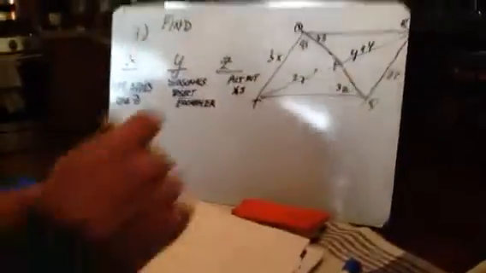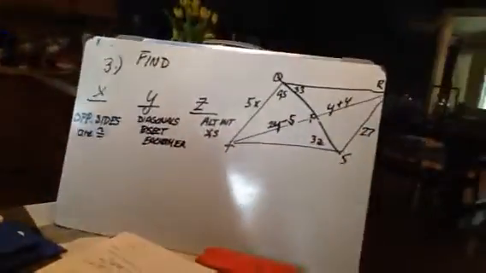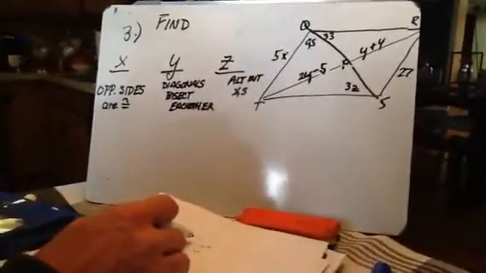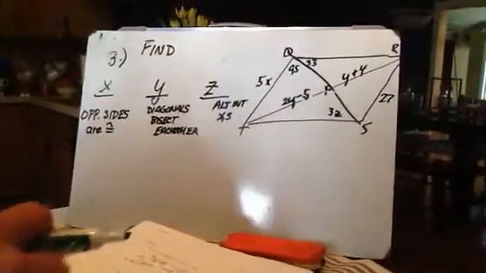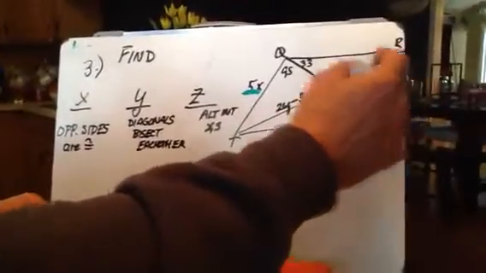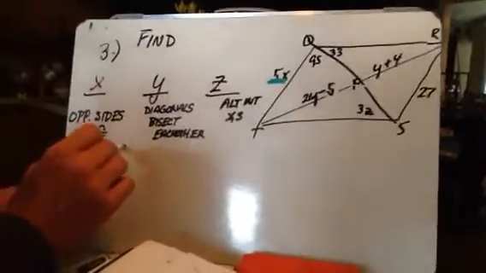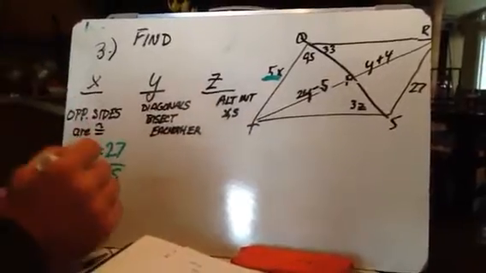Moving on to number 3. We got 2y minus 5. The glare's a little bad. There, it's better. So in QRST it says find x, y, and z. So just break it down. Locate your x's first. So the x that we're looking for is right here. We're talking about sides. We do know that opposite sides are congruent. So you write it down. Opposite sides are congruent. 5x equals 27. Divide by 5, and we get a decimal answer. X equals 5.4.